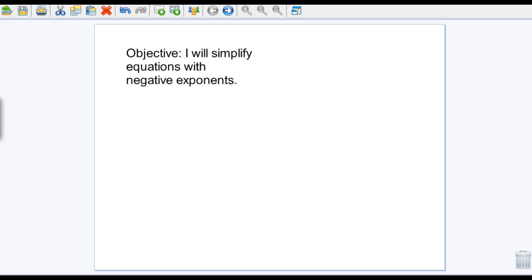All right, so first off, write down your objective. Today's objective will be to simplify equations with negative exponents. So we're going into more detail, a more comprehensive look at equations with negative exponents. When you're done copying this down, go ahead and push play. So you should be pushing pause right about now, and then push play when you're ready to continue.